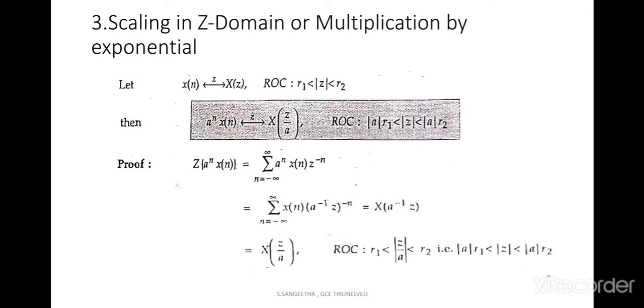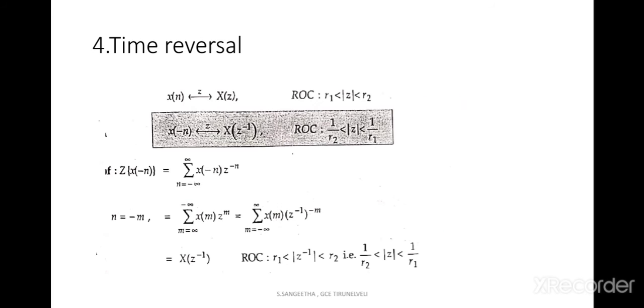Next we are getting X(z/a). This will have the region of convergence as |a|R1 < |z| < |a|R2. Here R1 of z/a, this z/a, mod a goes to the left. So the value of z ranges from |a|R1 to |a|R2.